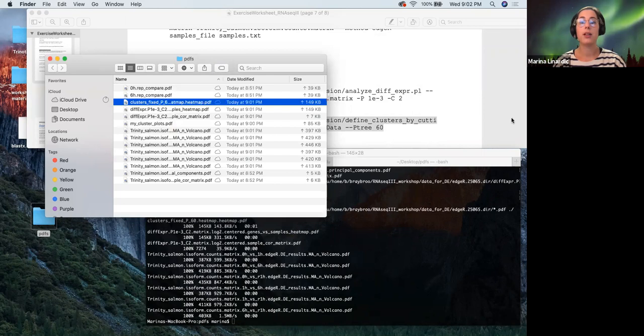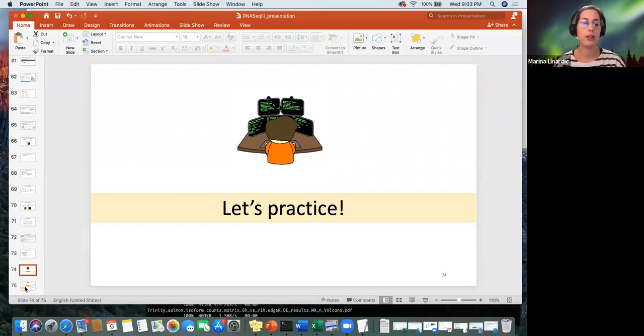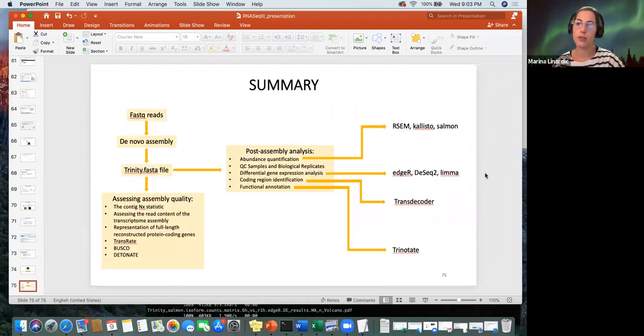Okay, let's just bring back this last slide to kind of summarize what we covered, although the last part was a little bit rushed. So practically, the summary of the de novo transcriptome assembly goes something like this. We have our FASTQ reads that we clean. We assemble them through Trinity or another assembler of our choice. In Trinity, we get the output of a Trinity FASTA file. And then we do 2 things. First, we assess the quality of the assembly by doing a lot of different options, such as DETONATE, BUSCO, TransRate, looking at the protein coding genes, and assessing the read content and the length statistics.